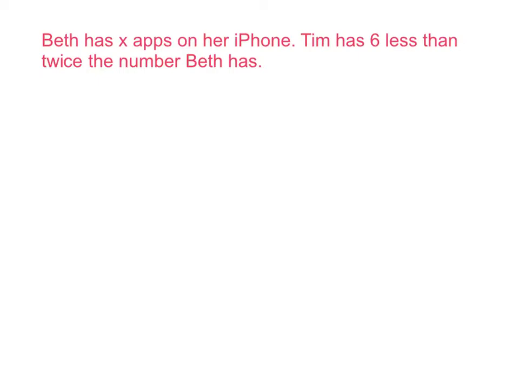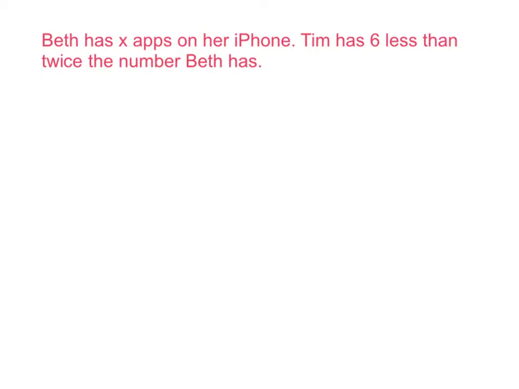Our first example is Beth has x apps on her iPhone. Tim has 6 less than twice the number Beth has. The expression that we can use to represent the number of apps that Tim has would be, I wrote that out here and we're looking to see what the expression would be. So we don't want anything with an equal sign. We just want to know how many apps Tim has on his phone.